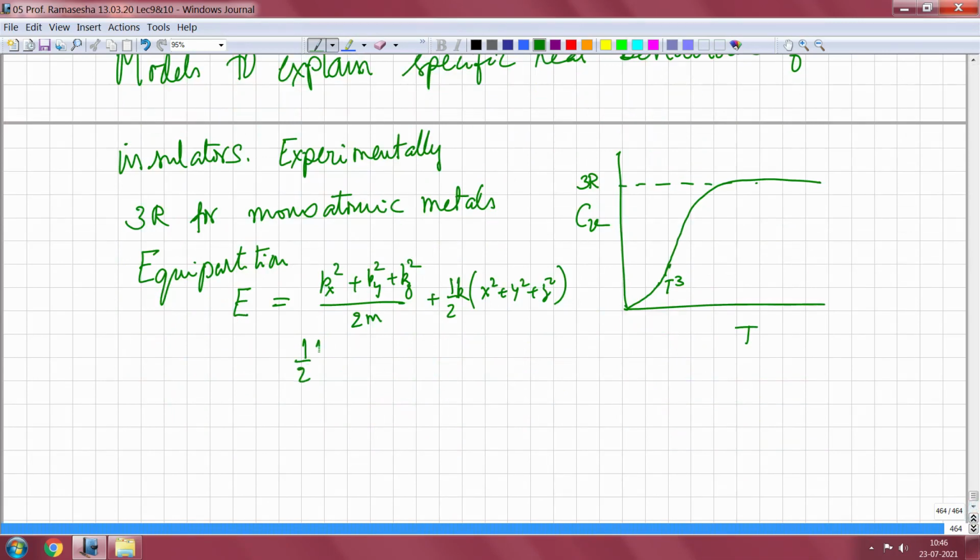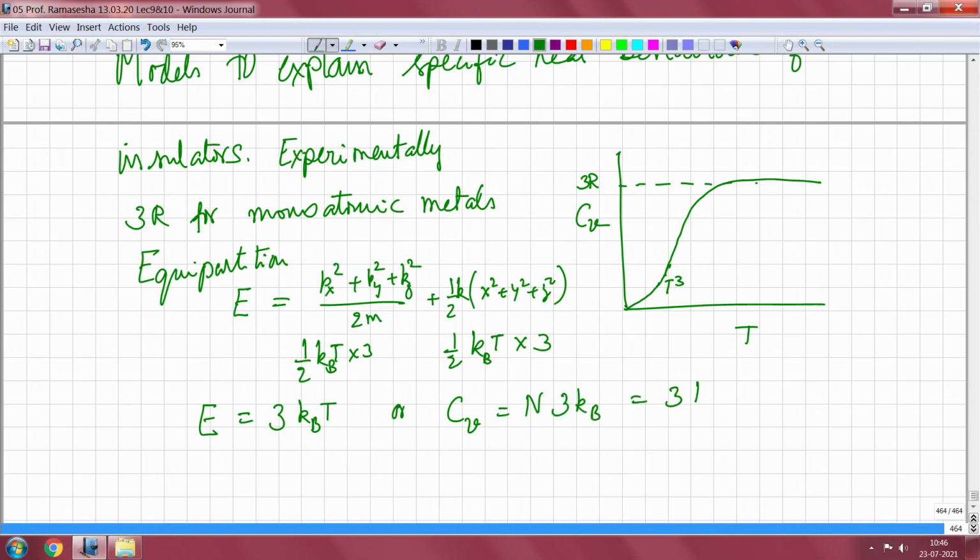1/2 kBT was the energy, into 3 here, because there are 3 degrees of freedom: px, py, pz are 3 degrees, x, y, z are 3 degrees. So the energy at higher temperatures was actually 3 kBT, or Cv was equal to n times 3 kB, or equal to 3R, and R has the value of 2 calories per degree. So that will give you Cv as 6 calories per degree. Okay, so this was the equipartition that we had.